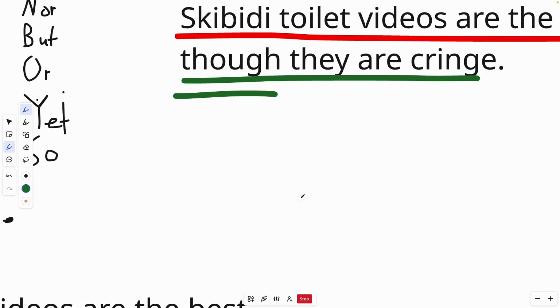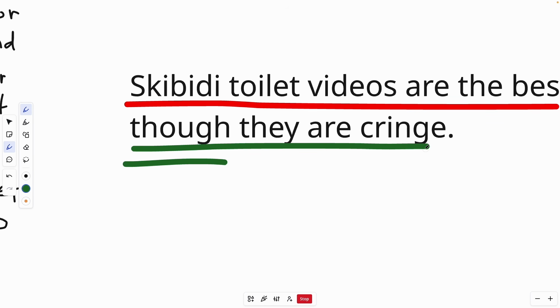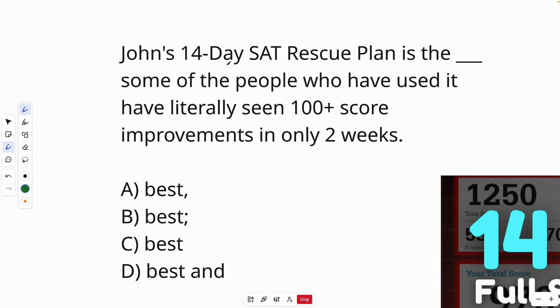And whenever you see something like, if you said the phrase "though they are cringe," you would expect some kind of other thing being needed to finish off that sentence. That doesn't really sound like a full sentence on its own. So for that reason, it's a dependent clause. So let's see if we can figure out this example.